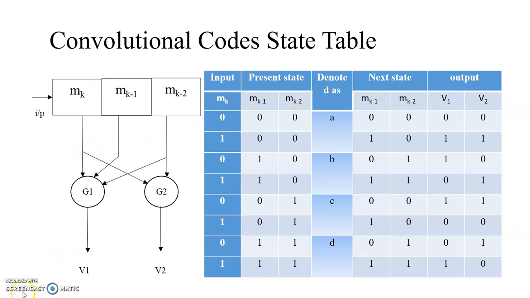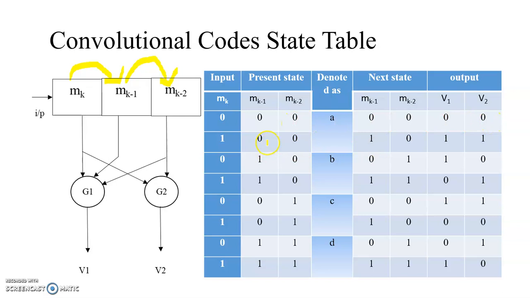To find out the next state, we have to pass the contents of mk to mk minus 1, and the contents of mk minus 1 go to mk minus 2 in the next state. So here 0 is moving to mk minus 1 and this 0 is moving to mk minus 2 in the next state. The output is the addition of all 3. Addition is mod 2 addition, so we call it mod 2 addition or XOR. So 0 XOR 0 XOR 0 is V1 and V2 is 0 XOR 0.